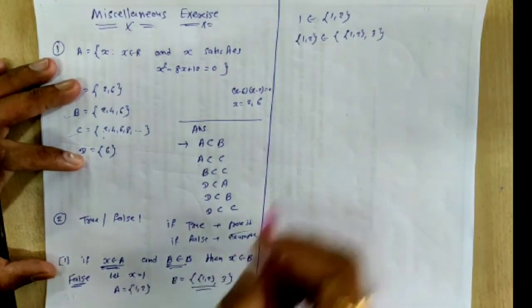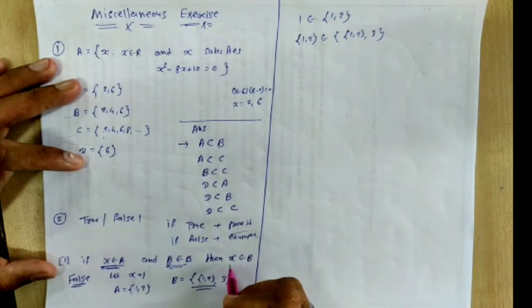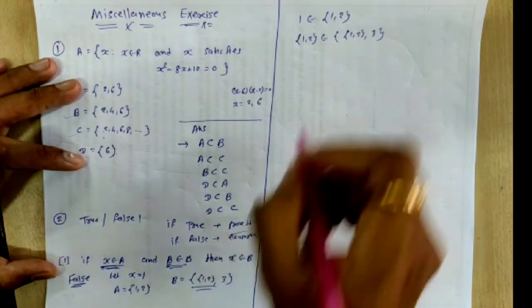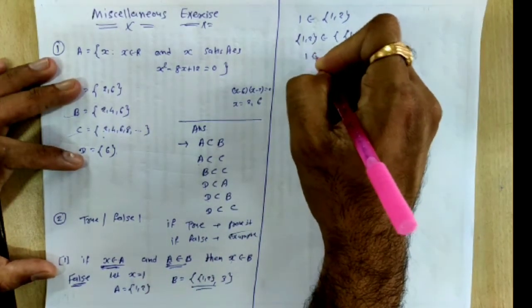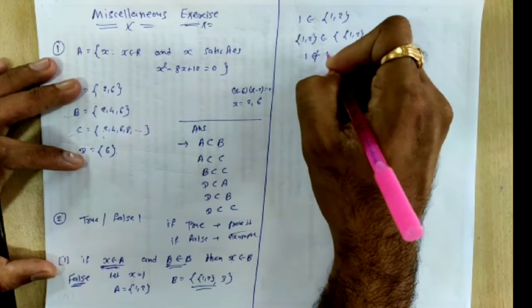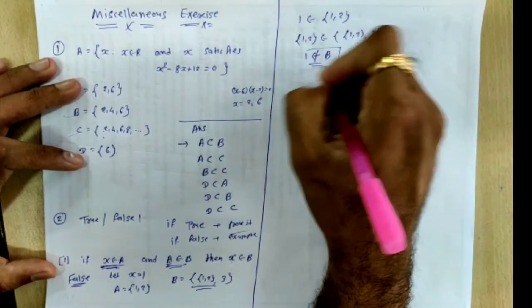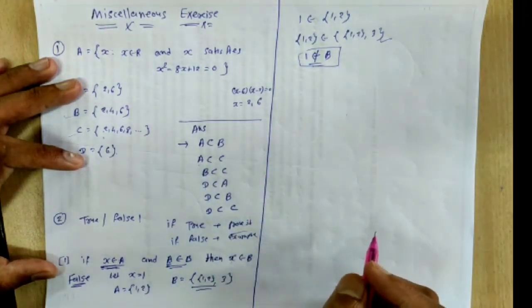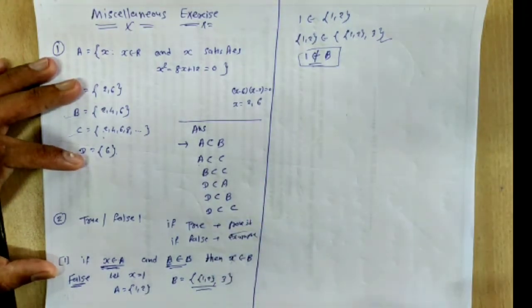Then this condition is there. So we have to check whether this condition is fulfilled or not. X belongs to B. What is X? 1. So here can we say 1 belongs to B? Here 1 does not belong to B. 1 is not an element of this set B, and that's why our statement is false. Clear? I think it is clear.